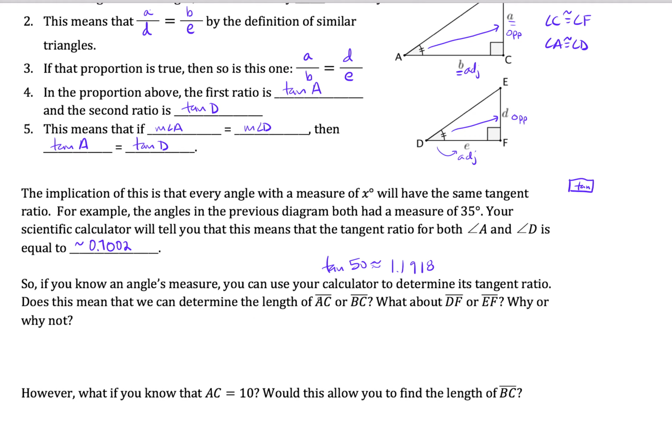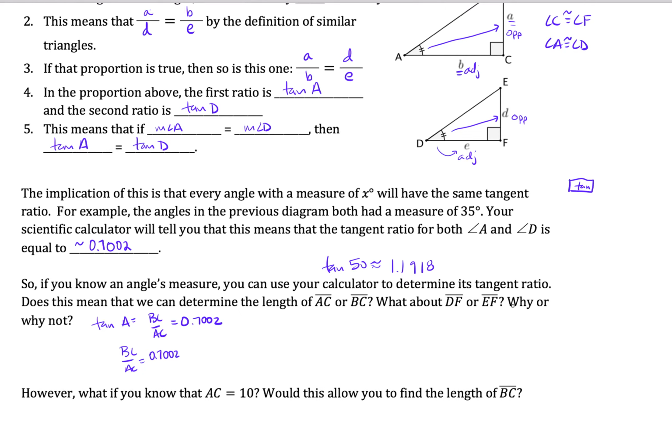Does that mean that in this diagram up here, we can figure out the length of AC or BC? Now let's think about that. We know that the tangent of angle A would be equal to BC over AC. We also know that the tangent of angle A is equal to about 0.7002. So if I just take the second two things that are equal right here, and I set them equal, if I say BC over AC equals 0.7002, is that enough information to find out what these numbers would actually be?